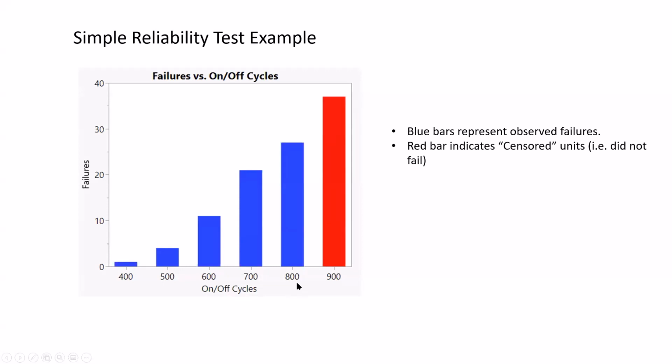We've got another 37 out here that made it past 800. I've got them listed here at 900 cycles. Where else are you going to put them? It's good data. They made it to at least 800. We don't want to throw that data away, but what are we going to do with that? So the blue bars represent the actual failures, and the red bar indicates censored data.